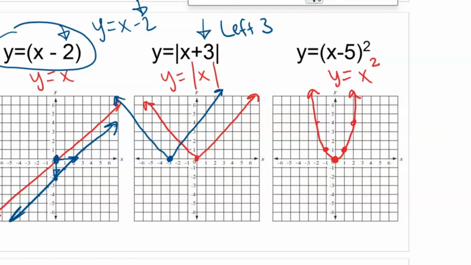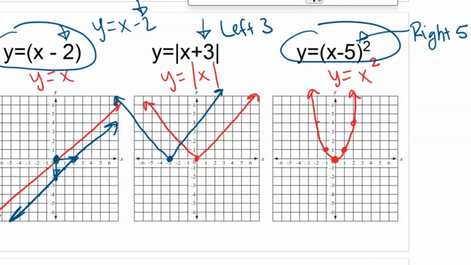And now I'm going to graph this equation here. So where we have that -5, again, think opposite. So that's going to move it right 5. So instead of starting at the origin, my vertex is going to be over here at 5. And then again, it goes over 1, up 1 in both directions, and over 2, up 4 in both directions. And it's the U-shape parabola. Okay, so those are a few examples of how to use horizontal translations when we shift the graph left and right.